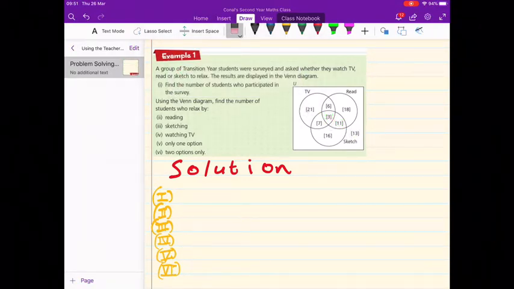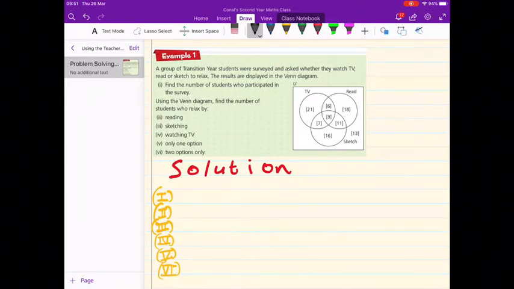So the very first question that we've been asked is to figure out how many students participated in the survey altogether. So we have to add together all of these numbers. We have to add together every single number there. So give me 1 second.